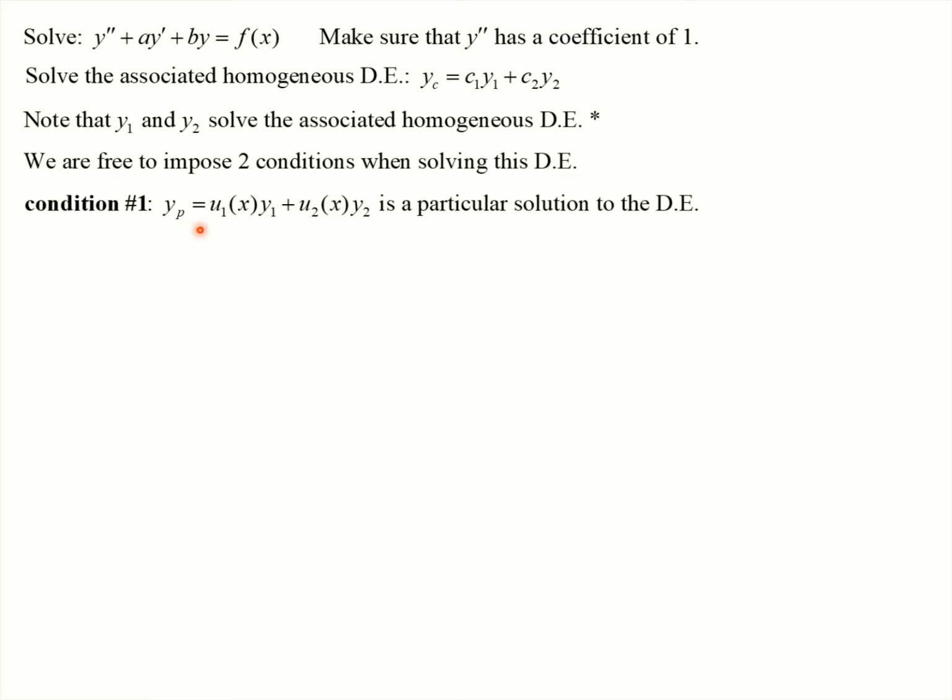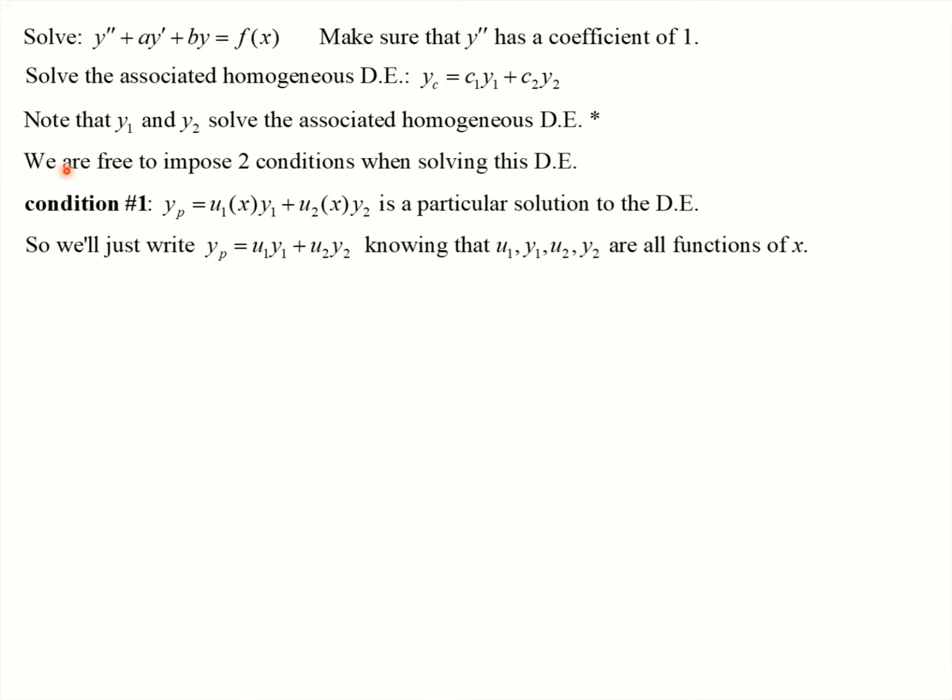It's going to look like u1 of x times y1 plus u2 of x times y2. And we're going to impose this condition that this is going to be the particular solution of our differential equation. So what we're going to do is write this y sub p as u1 y1 plus u2 y2, knowing that all four of those are functions of x.